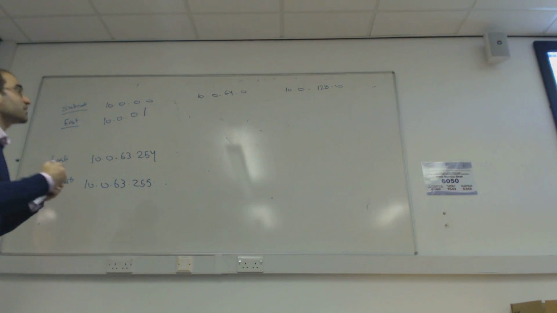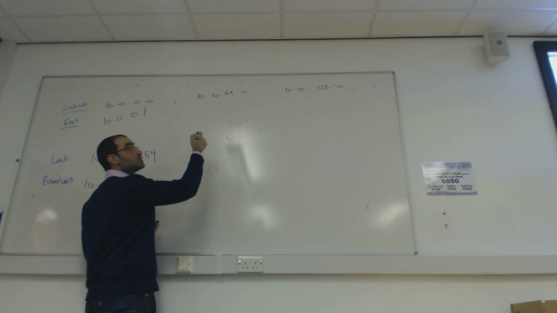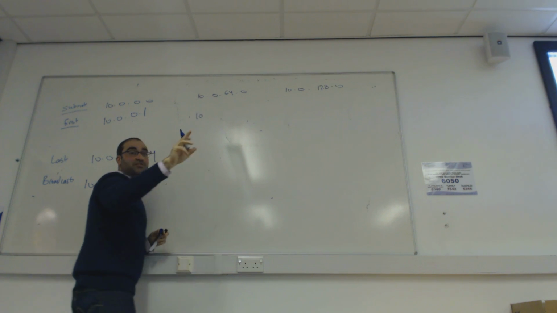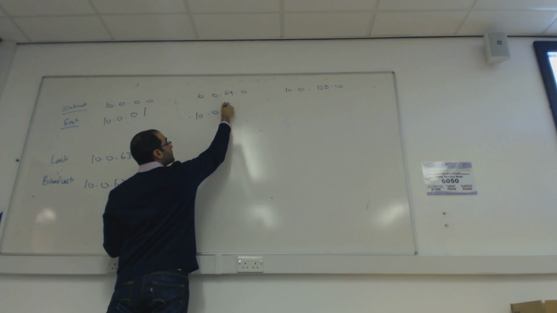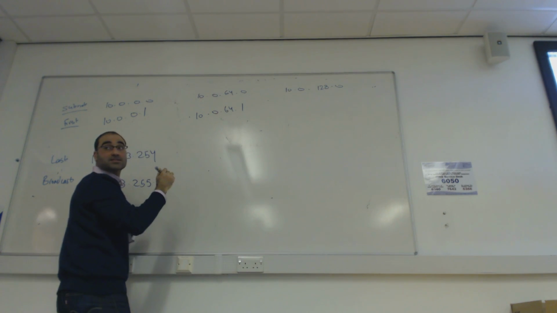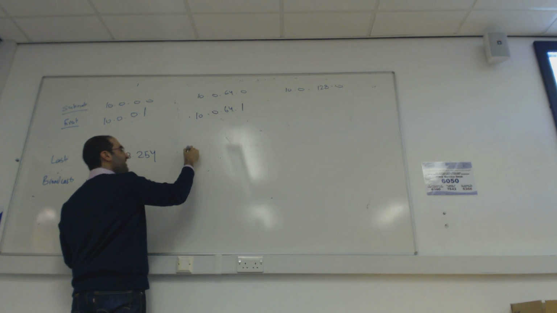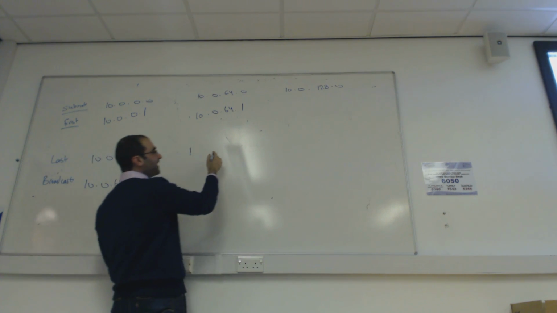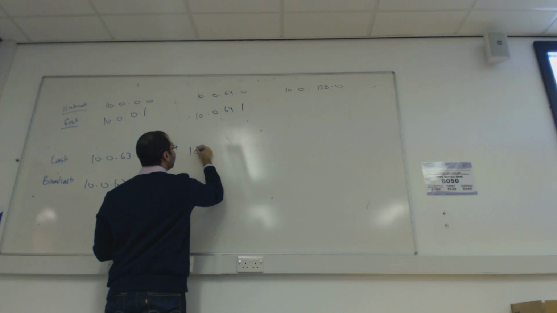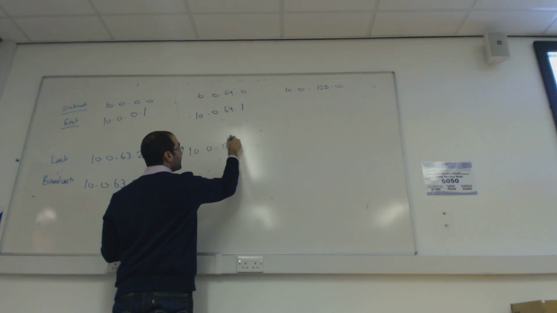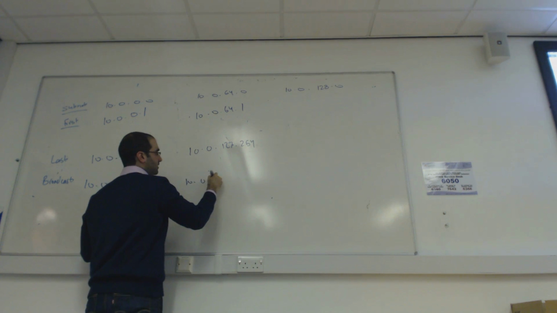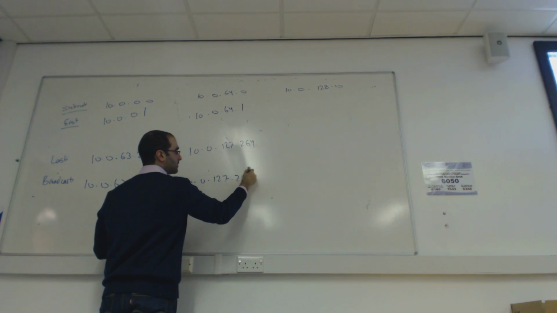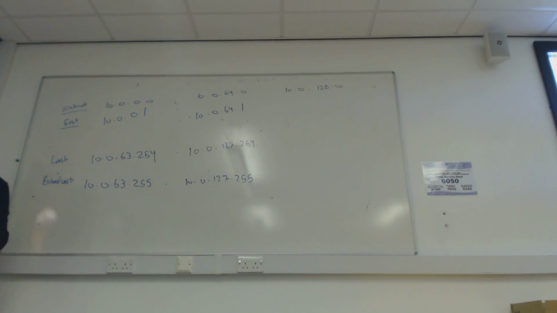I need someone to give me the first address in the second subnet. Not you. I've already told you. So someone else. 10.0.64.1. Yeah. Last. 10.0. Look at that one. That'll be easy. 127. Exactly. 255. Broadcast will be. Any questions?